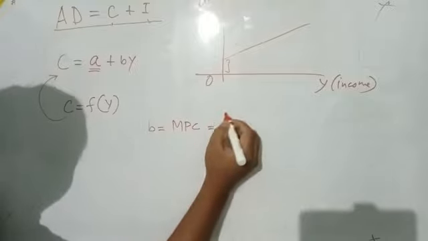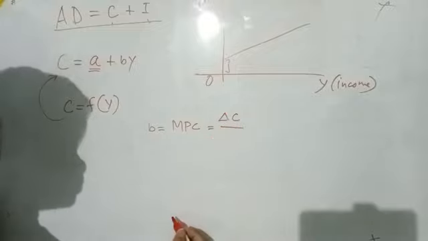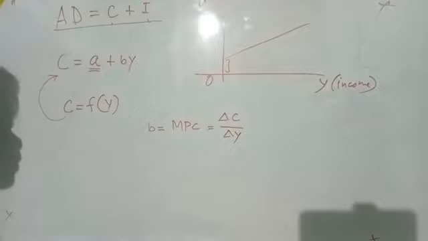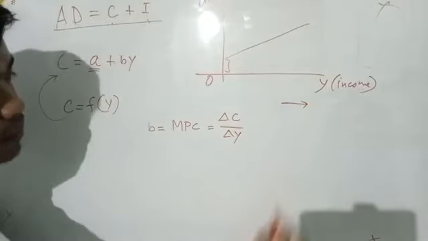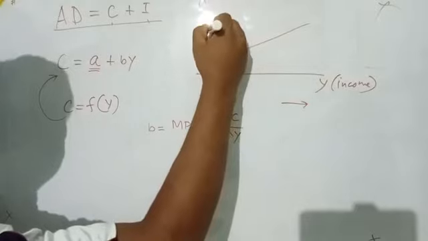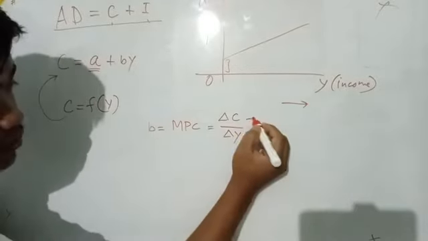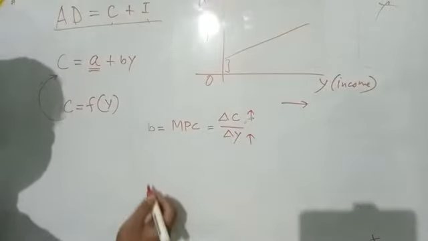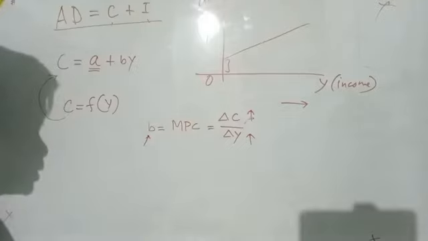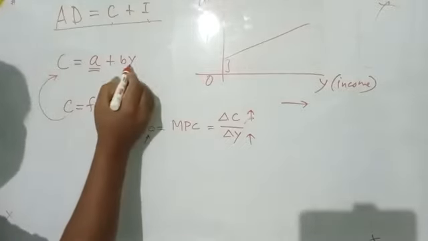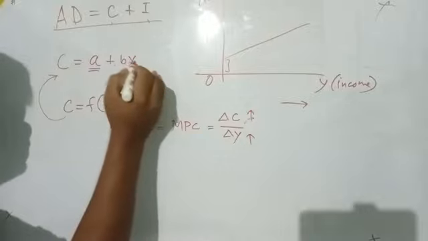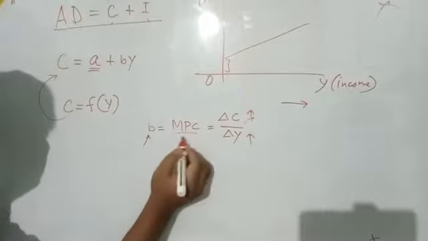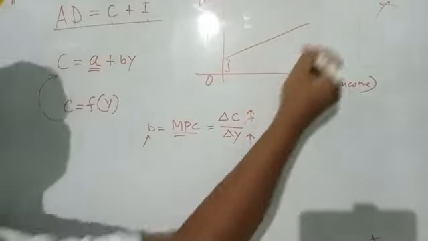This MPC means how much change will take place in consumption due to the change in income, del C by del Y. Because as people's income increases, consumption also increases. But how much consumption will increase due to the increase in income is represented by this B. That is why this B is multiplied with income. That means as income changes, consumption also will change, which is the marginal propensity to consume. We discussed that in the class.